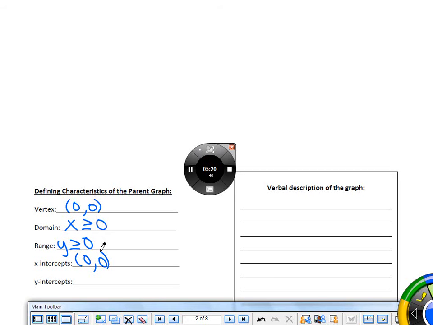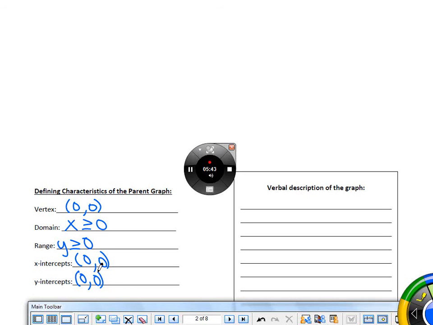All right, what about the y-intercepts? 0, 0. Is it possible for this graph to have more than one y-intercept? No, right? We can move it over so it hits at a different place, okay, or up and down so that it's at a different place, but it won't turn around and go back to the y-axis again. Is it possible to have no y-intercepts?